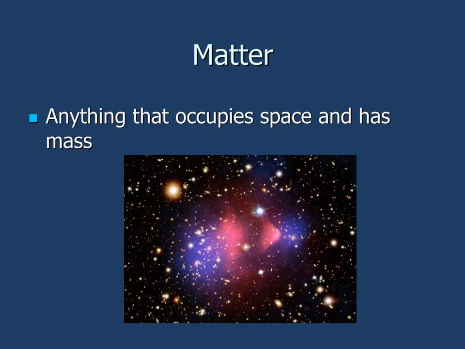Now before we can delve into chemistry, we need to go through a little bit of the background vocabulary first. And the first of these terms is matter. Matter is basically anything that occupies space and also has a mass. So pretty much everything around you is matter. The desk in front of you has mass, it also occupies space, so it is matter, and you occupy space and also have a mass, so you're made up of matter as well.